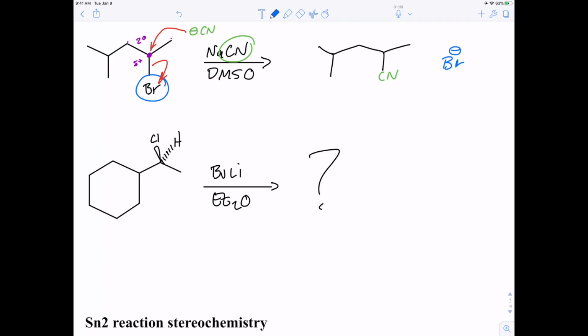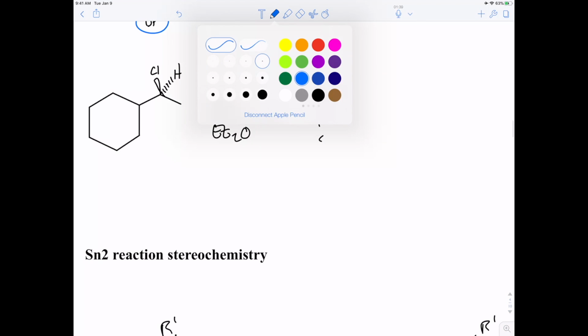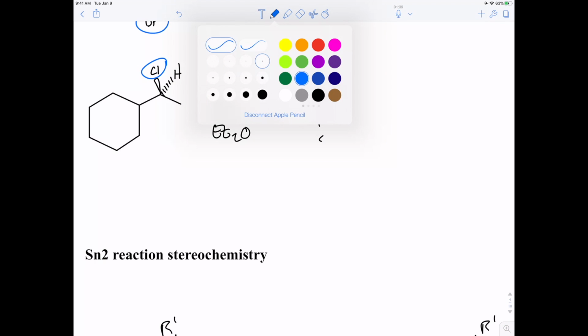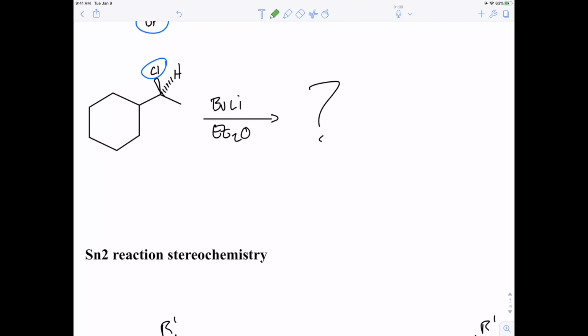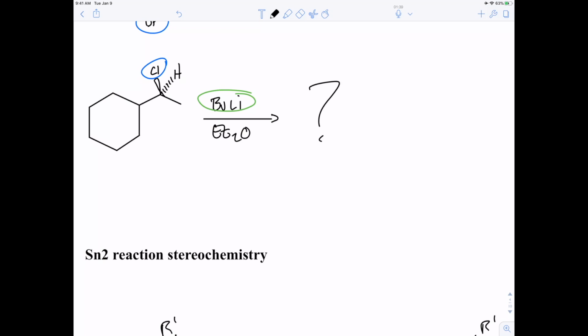Okay, so let's look at this third example, pretty similar. Again, thinking about our leaving groups, chlorine, a halogen, is a good leaving group for this. Let's look for a nucleophile. Normally the nucleophile is here, but what is BuLi? For those who haven't had your Grignard unit yet, that is butyl. So there's 1, 2, 3, 4 carbons, and then lithium.